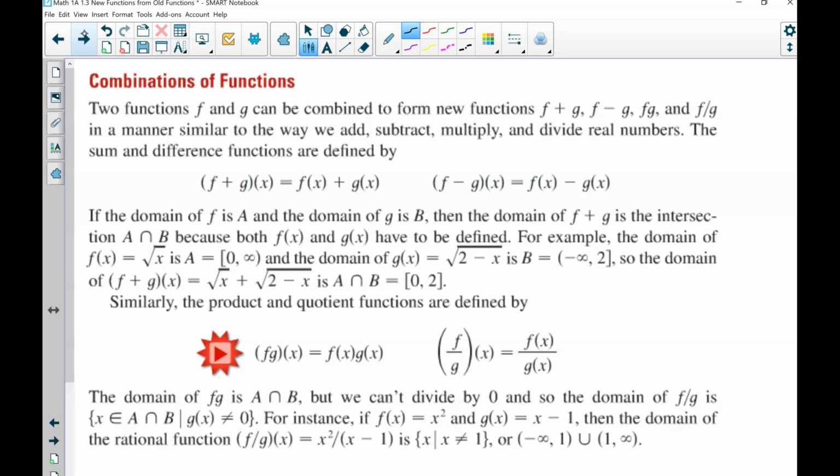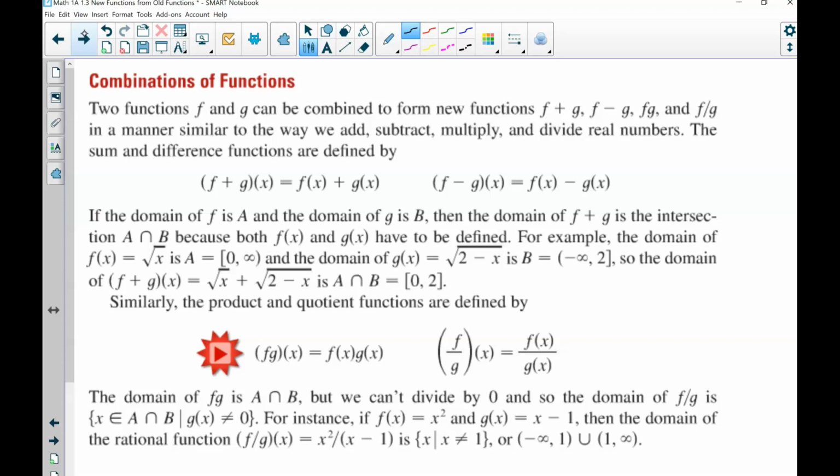Well, they intersect between the values of 0 to 2 inclusive. And similarly, the product and quotient functions are defined by the following. So if you take a look at that, you can see that f times g of x is equal to both functions being multiplied together, and f divided by g of x is the two functions dividing, where g of x cannot equal 0.